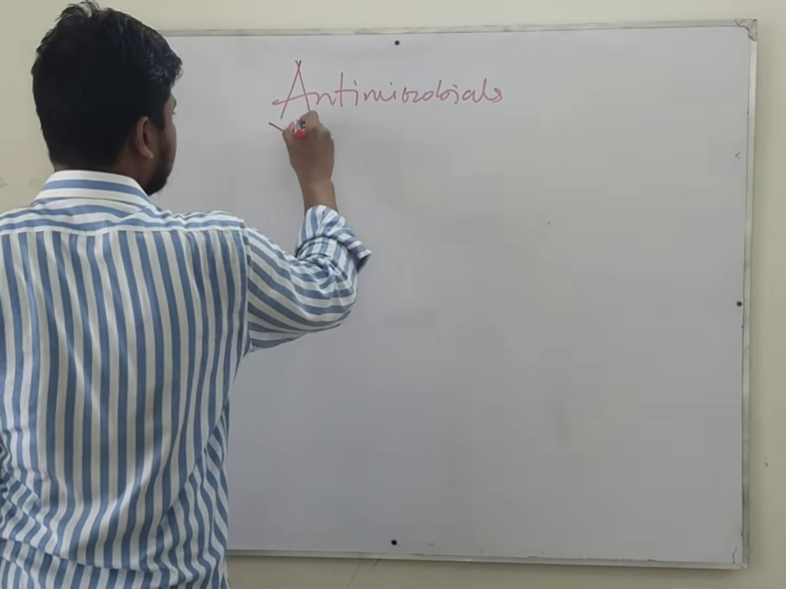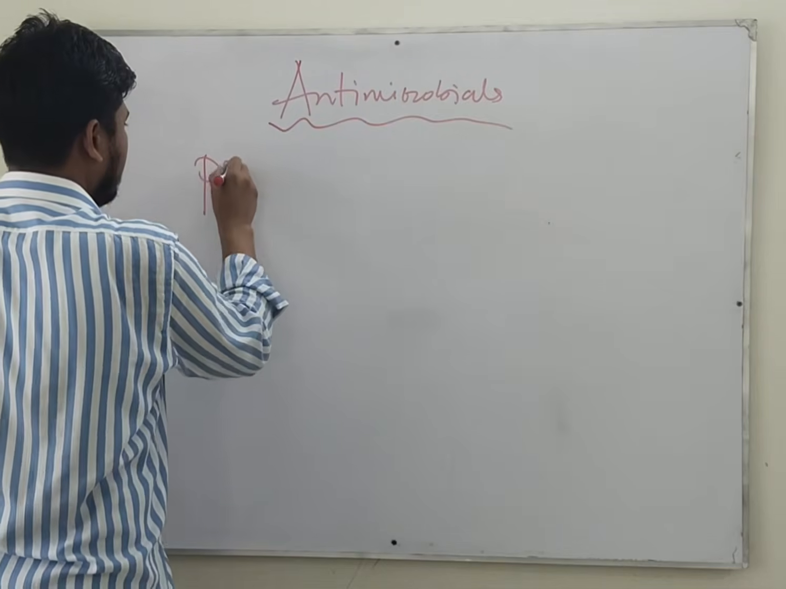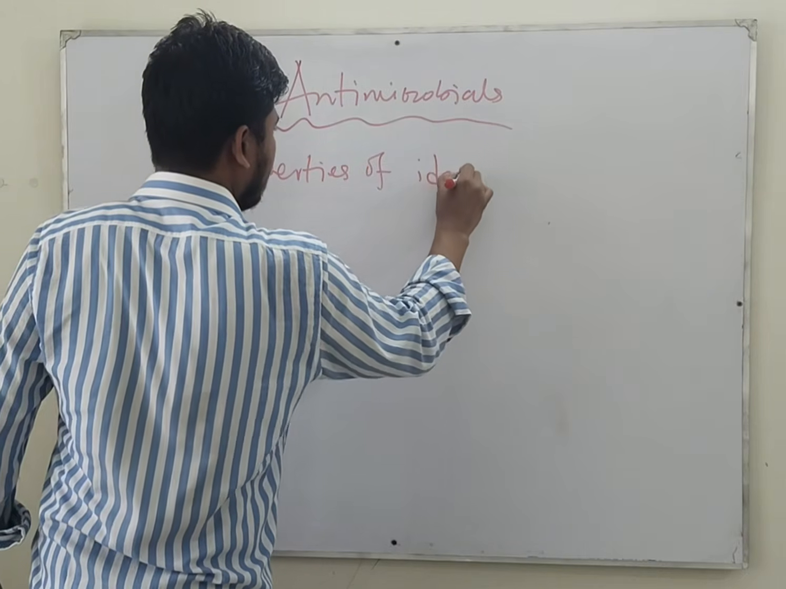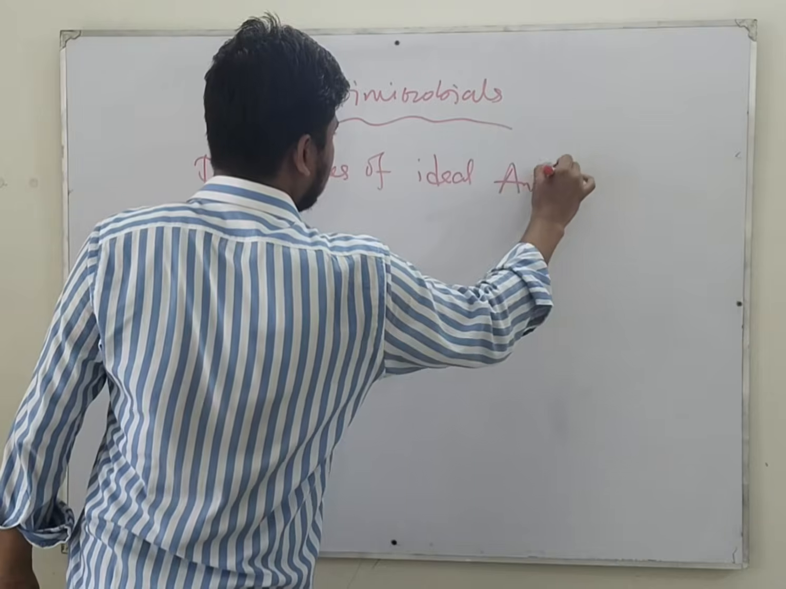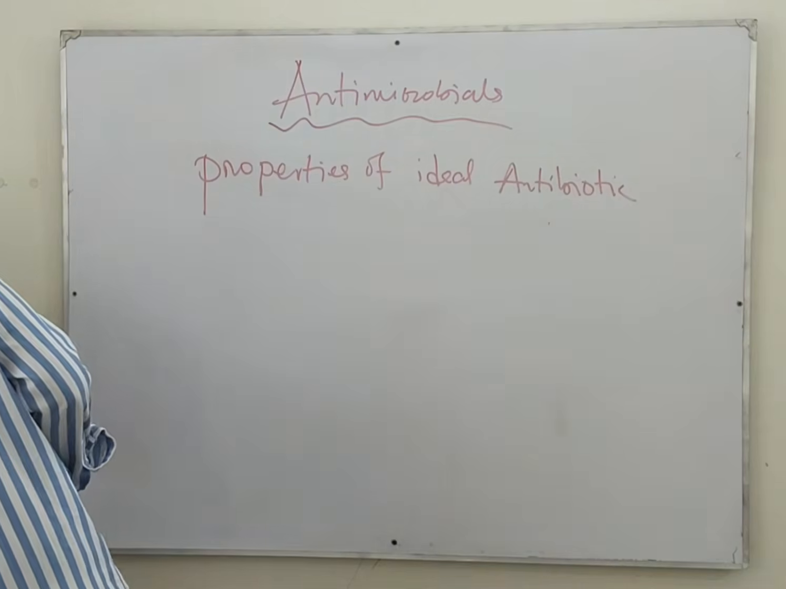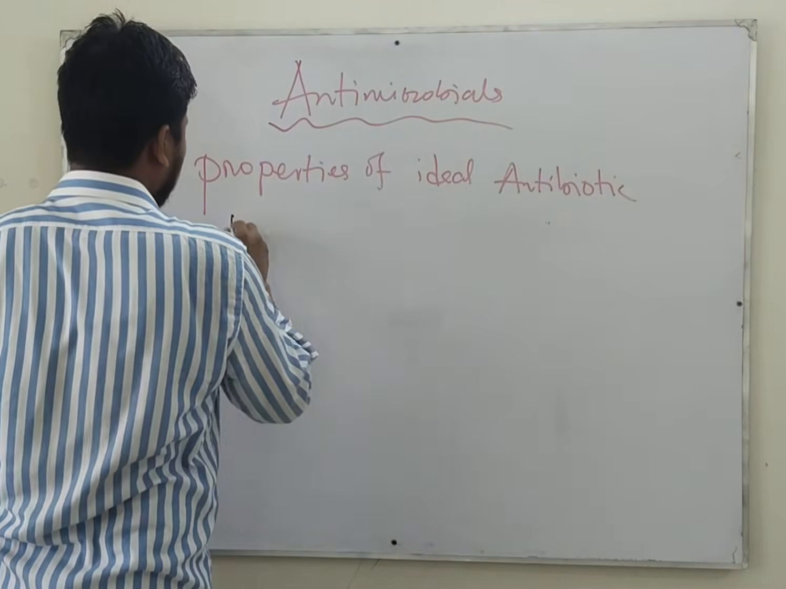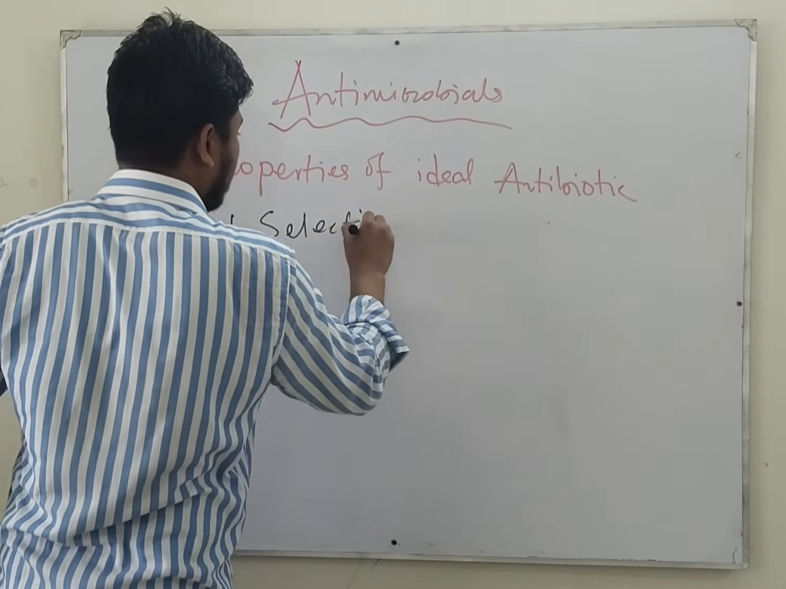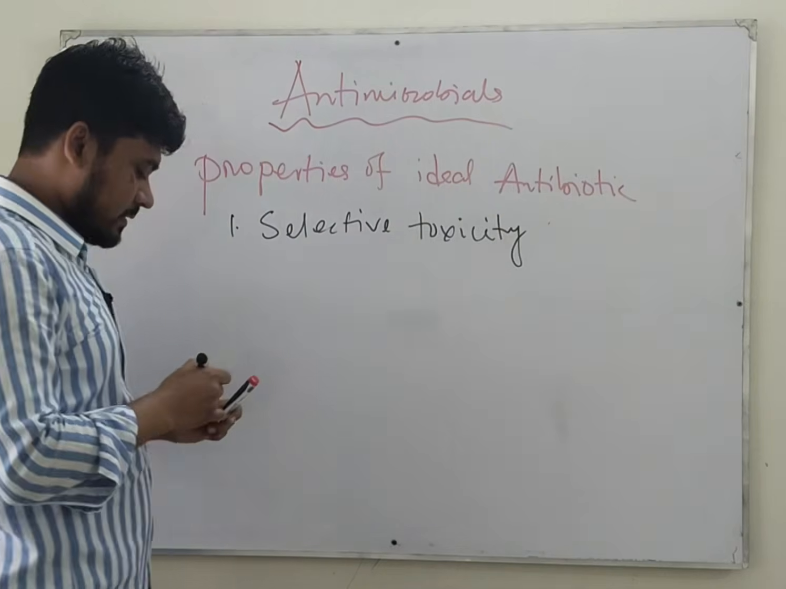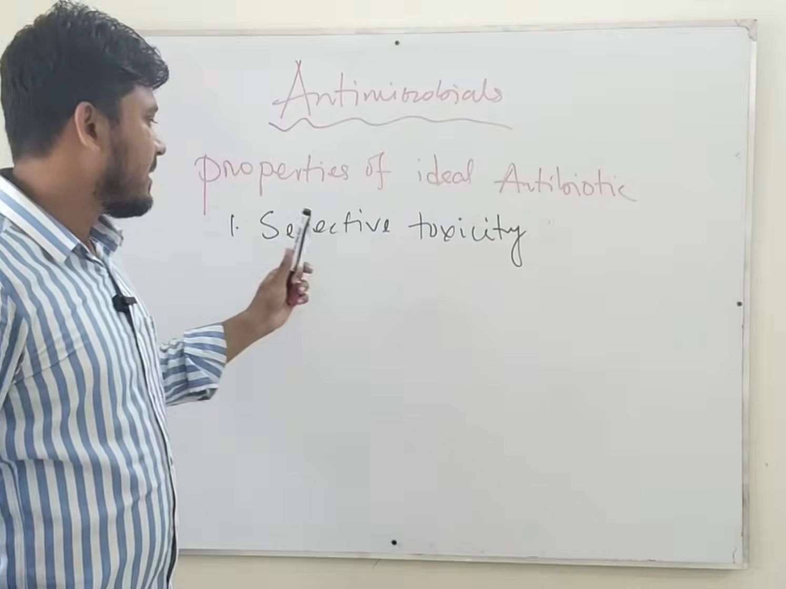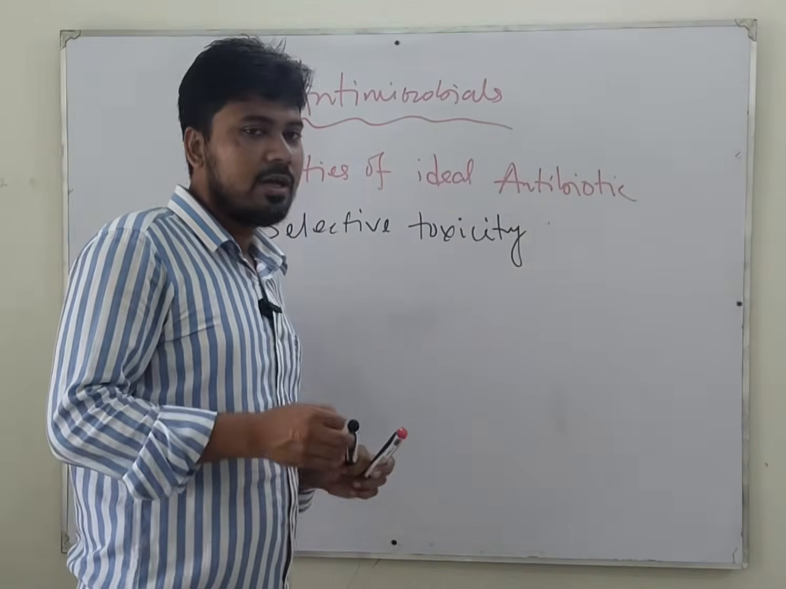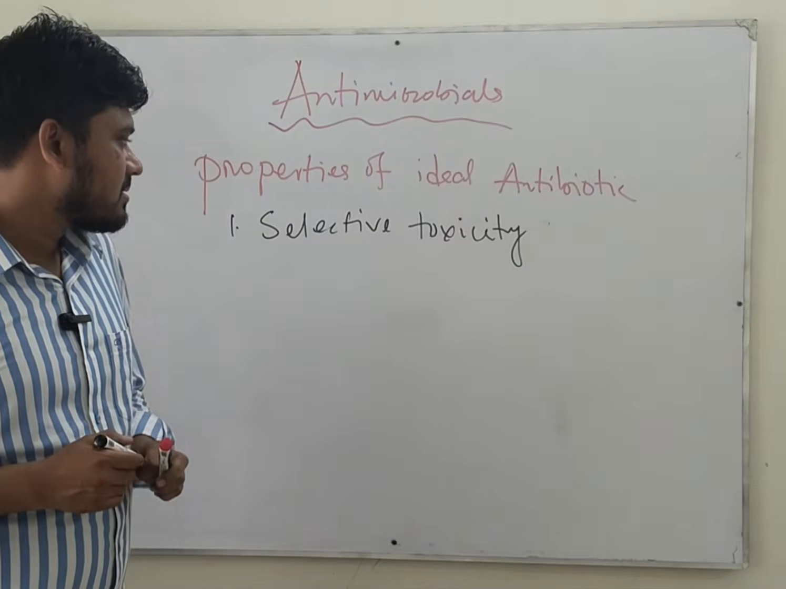Now come to properties of an ideal antibiotic. Number 1, selective toxicity. Selective toxicity means the antibiotic should be toxic for the microorganism but non-toxic for the host cell or human cell. This is called selective toxicity.